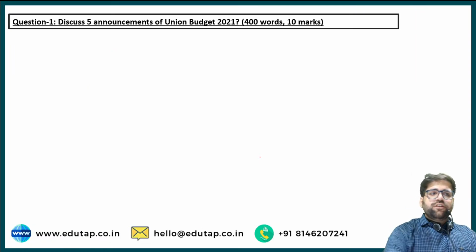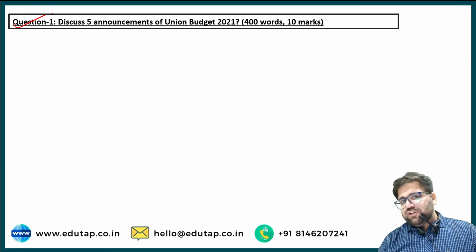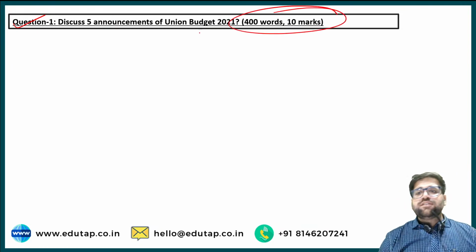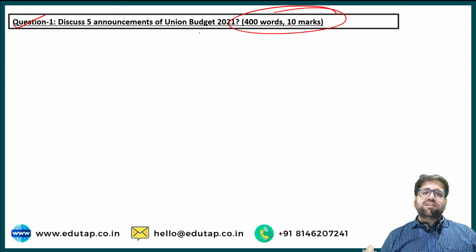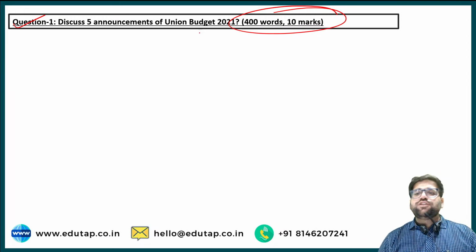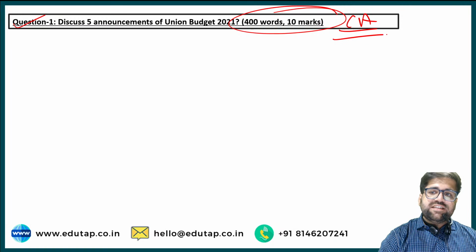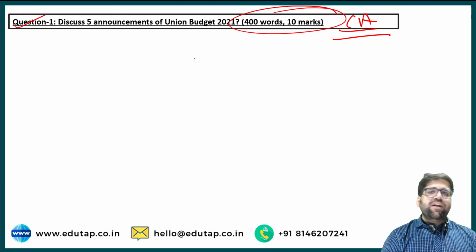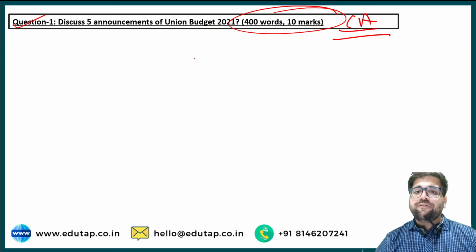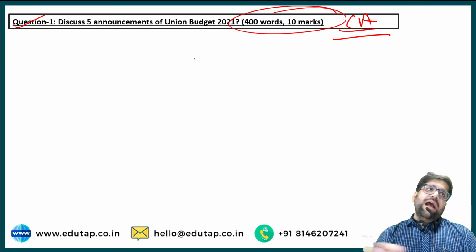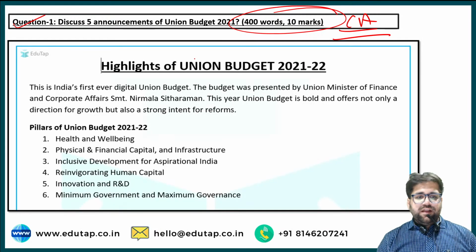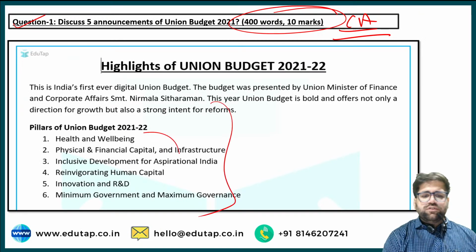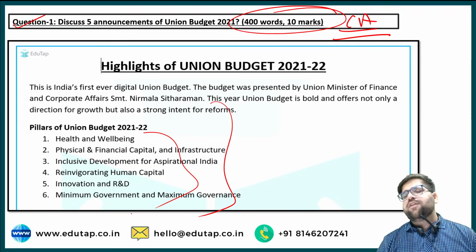So this was the first question. Discuss the 5 announcements which were made in Union Budget 2021, in 400 words for 10 marks. Now my dear friends, this question can be attributed to your current affairs as well, but this is a very scoring question. You could have easily defined what Union Budget 2021-22 brings to the table. At that junction there were different pillars, but this is not relevant right now, although you can use these different themes for building your descriptive answers.